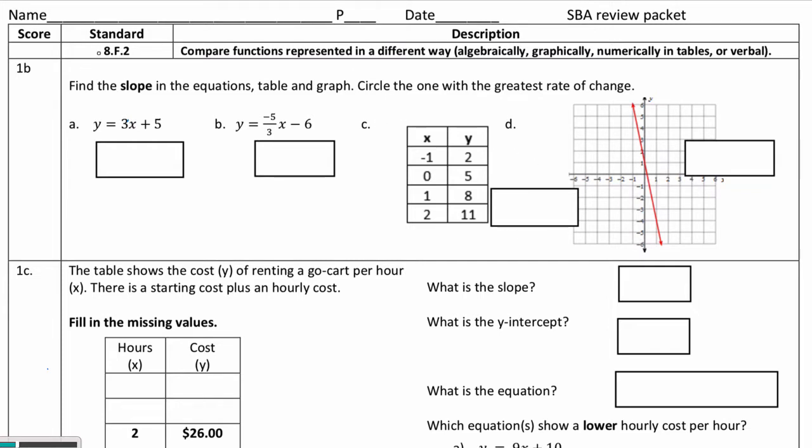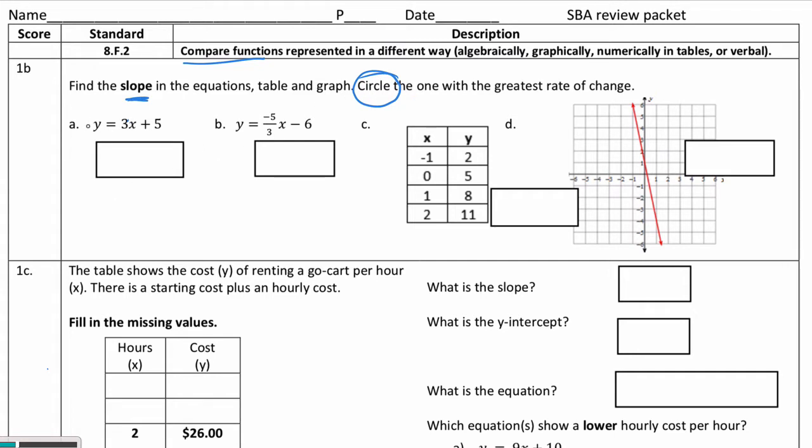So we're going to start off with page 1. It has 2 standards on it. The first one is comparing functions. Find the slope in each equation, table, and graph. Circle the ones with the greatest rate of change. Notice the instructions say to circle, so we've got to really make sure we keep track of that final product here.